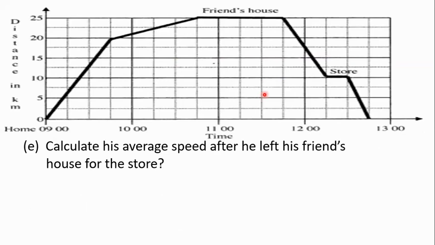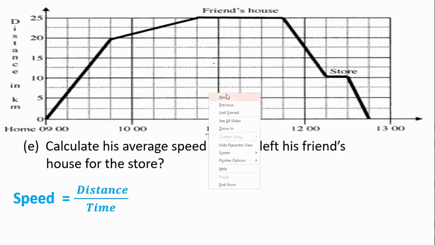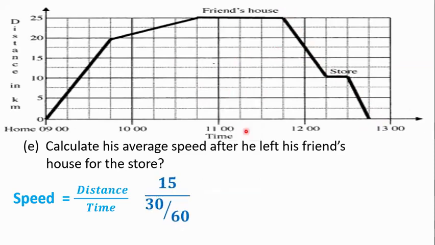Calculate the average speed after he left his friend's house. Distance over time. So, the time he left his friend's house, he came back home. Okay? So the distance is here. Calculate the speed after he left his friend's house. So he went from his friend's house, from here to the store, right here. So 25, and this is where the store is.